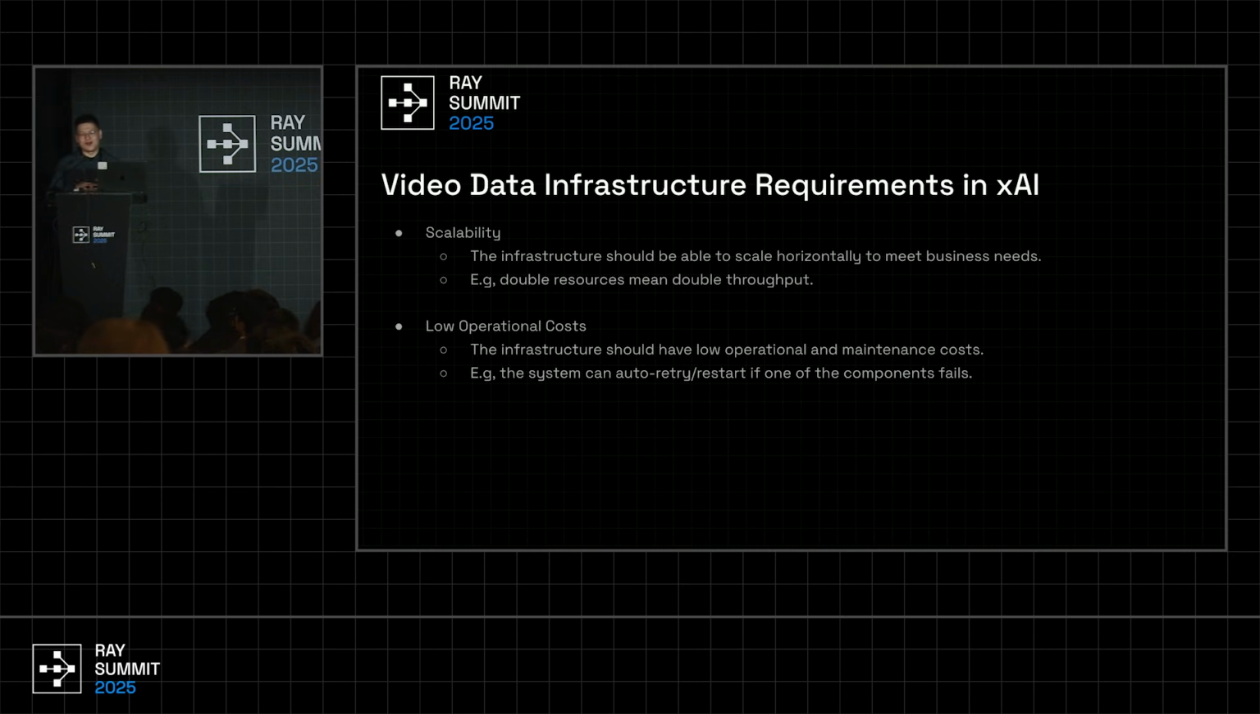Another thing is low operation cost. The infrastructure should have a really low operation and maintenance cost, because I build this infrastructure and I will use it. I don't want to build an infrastructure which takes me lots of time to maintain and operate, because right now only I am responsible for these things. I don't want to spend most of my time restarting jobs and debugging what's going on. So basically, scalability and low operating cost are the two key requirements for us when we build this video infrastructure.